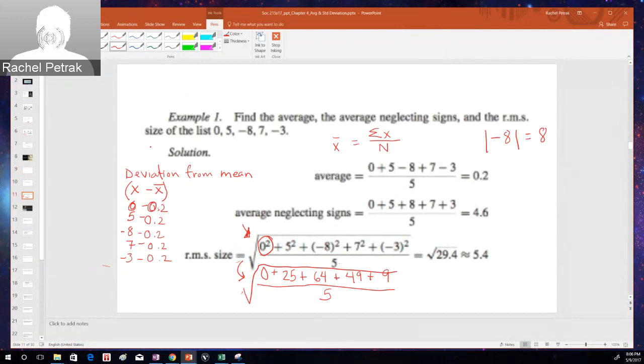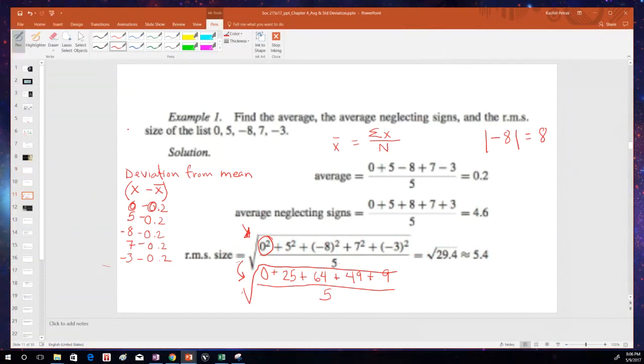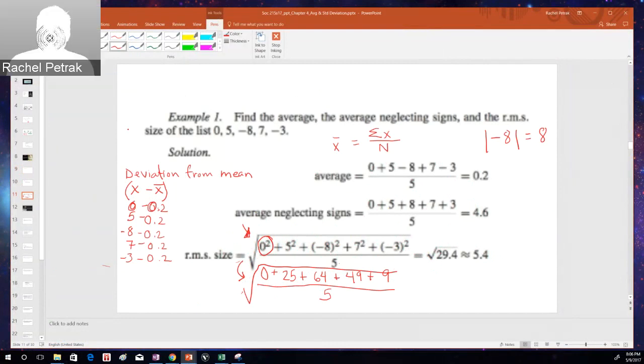And so we build from the root mean square, which is a slightly better way of measuring than the average neglecting signs. And as you could see, if you just drop the sign, you don't get the same number as you do if you compute the root mean square. So that's one final reason why we can't just drop the sign, because you end up with a different number. Okay.